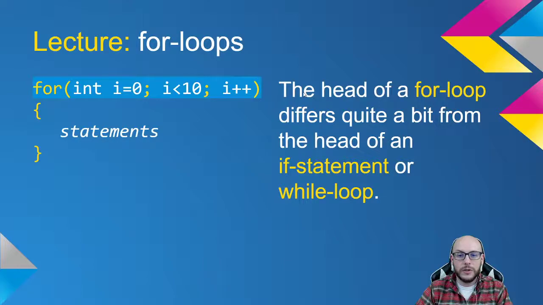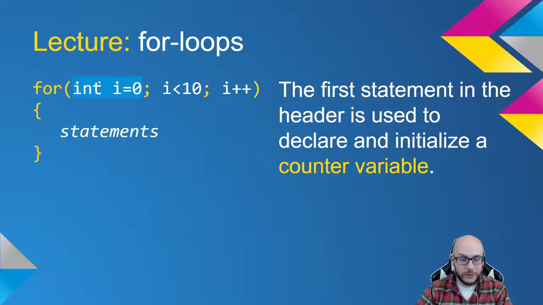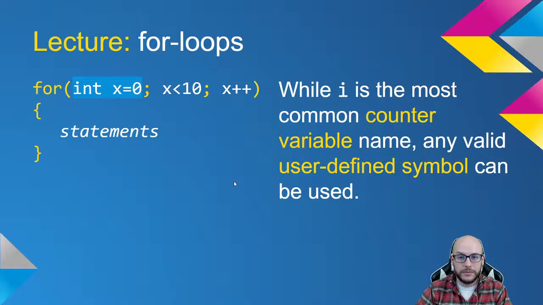The head of the for loop differs quite a bit from the head of an if statement or while loop. This first statement is usually, almost always, going to be used to declare and initialize the counter variable. This is where we declare and initialize the counter variable. Right here I'm creating integer I and setting it to be 0. While I is the most common counter variable, any valid user-defined symbol can be used.